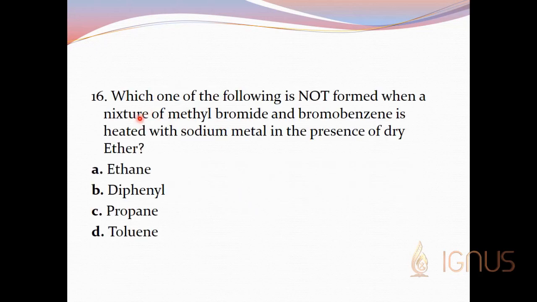Question number 16. Which one of the following is not formed when a mixture of methyl bromide and bromobenzene is heated with sodium metal in the presence of dry ether? Option A, ethane. Option B, diphenyl. Option C, propane. And option D, toluene. It's a simple Wurtz reaction. Try to find the best possible answer.